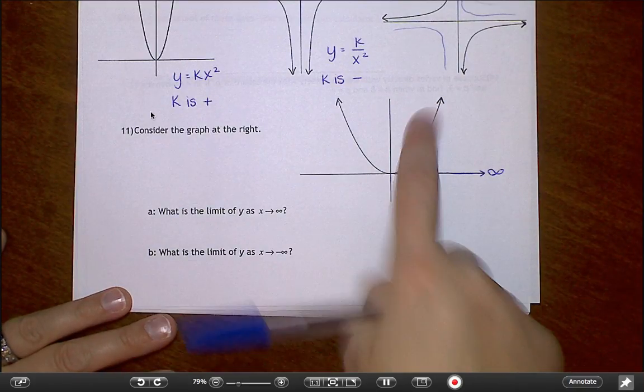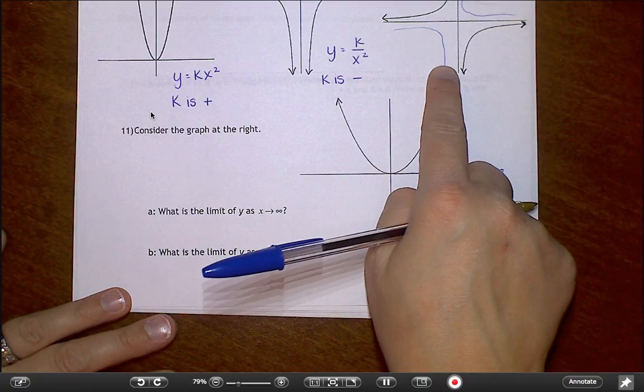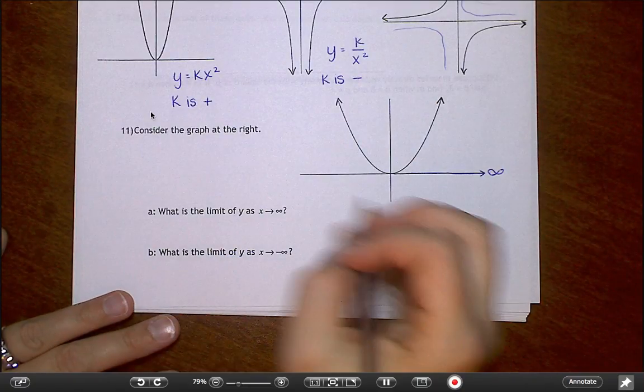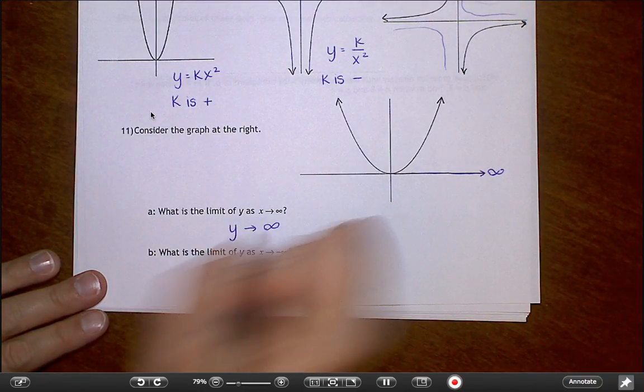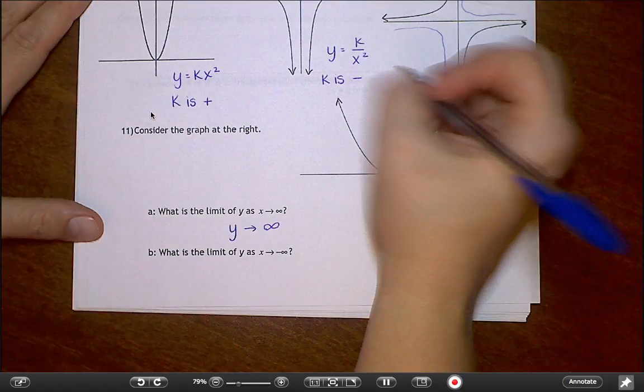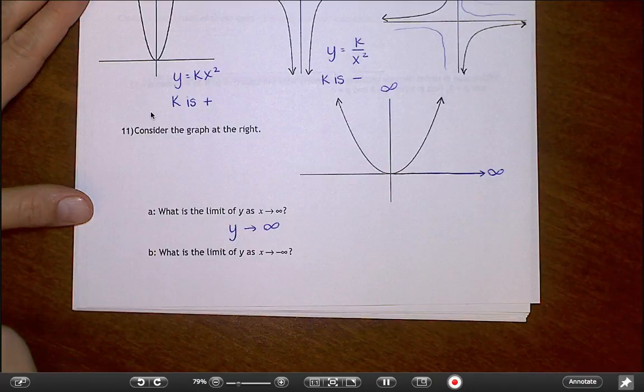Well, y is the up and down, okay? And if you look at this graph, it's going to go up and up and up forever, all right? So y would approach positive infinity, okay? Because it's going upward forever and ever and ever, okay?